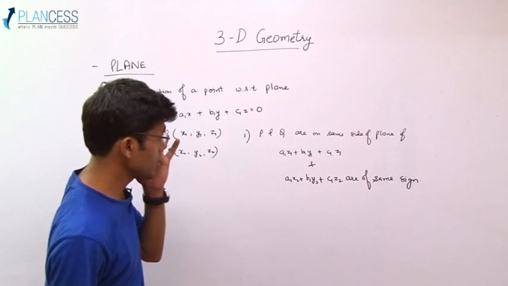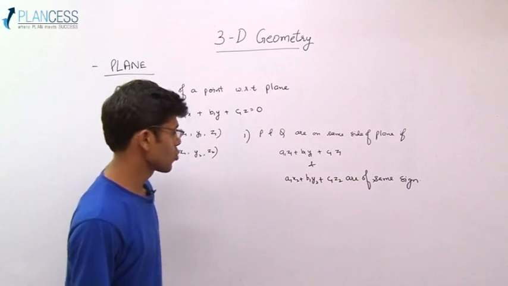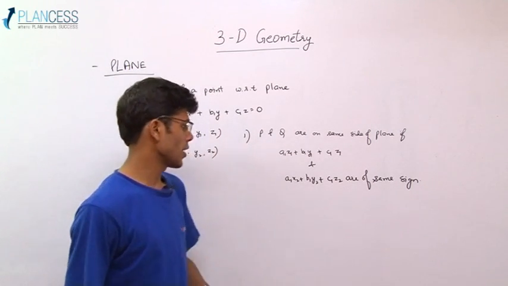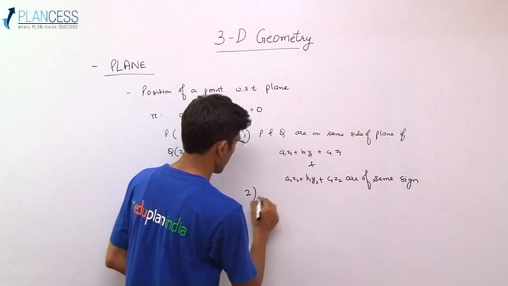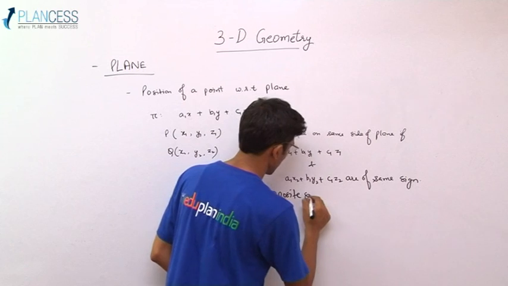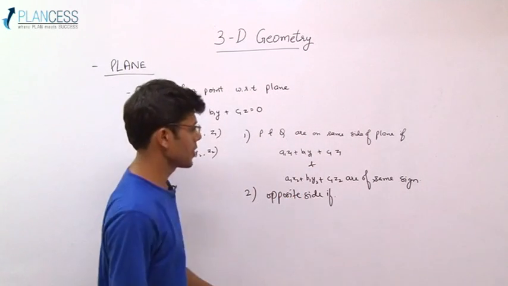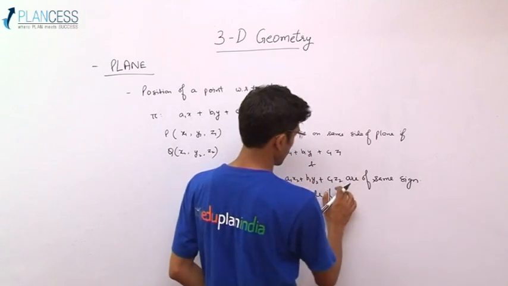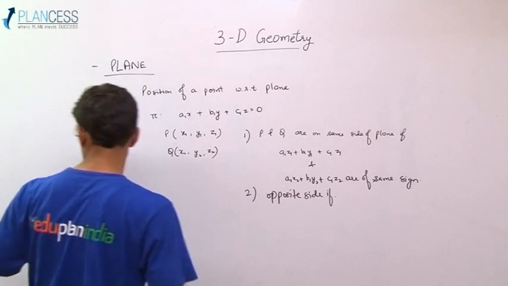So P and Q are on the same side of the plane if a1x1 plus b1y1 plus c1z1 and a1x2 plus b1y2 plus c1z2 are of same sign. Similarly, opposite side, if a1x1 plus b1y1 plus c1z1 and a1x2 plus b1y2 plus c1z2 are of different sign. So this is the way to find the position of a point with respect to a plane.